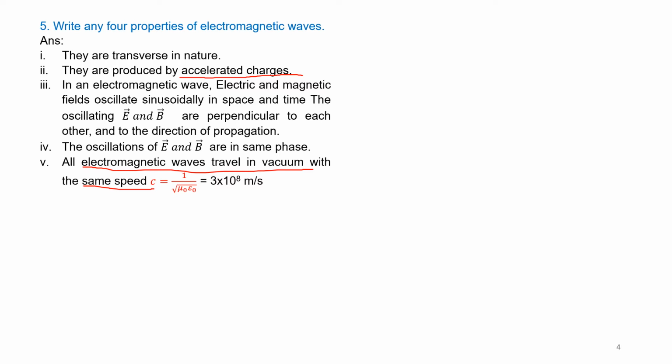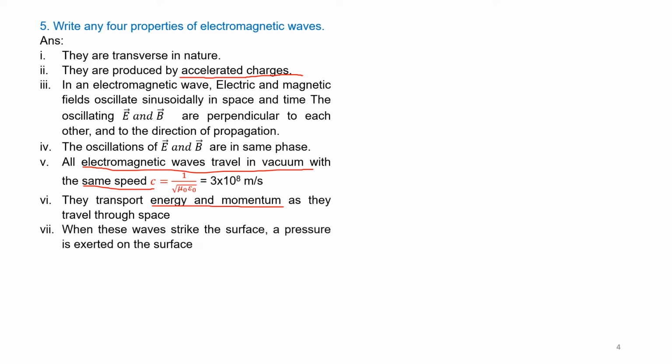which is given by C is equal to 1 over square root of mu naught epsilon naught. If we substitute the values of mu naught and epsilon naught, we get a value of C as 3 into 10 to the power of 8 meters per second. Property number 6. They transport energy and momentum as they travel through space. This also you remember. There will be a 1 mark question. Electromagnetic waves transport energy and momentum.